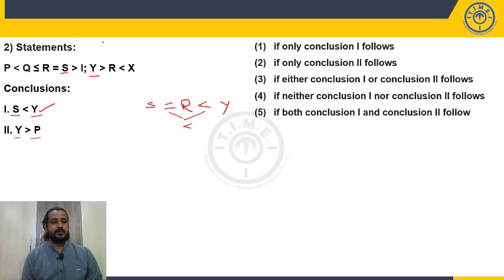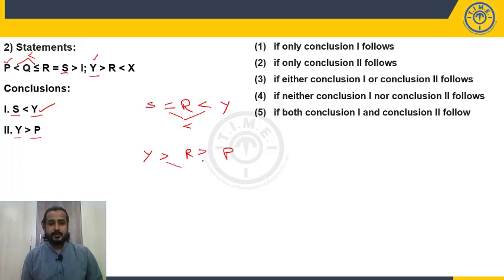Now let us come to the second point. Y and P relation. Y is here, P is here. Again to combine Y and P, what is the common term? R. So take one side Y and one side P. What is the relation between Y and R? Y is greater than R. What is the relation between R and P? P and R relation: less than or equal to leads to less than. So P less than R, nothing but R greater than P.